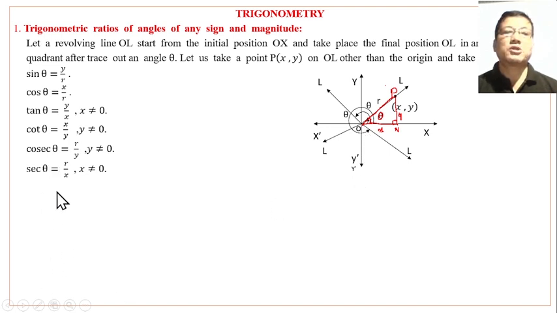Similarly, the other trigonometric ratios are defined. Looking at the picture, in any quadrant, for the same angle, we drop a perpendicular. The hypotenuse is r, the base is x, and the perpendicular is y, with the angle theta. So we will see the formula and the sign values.